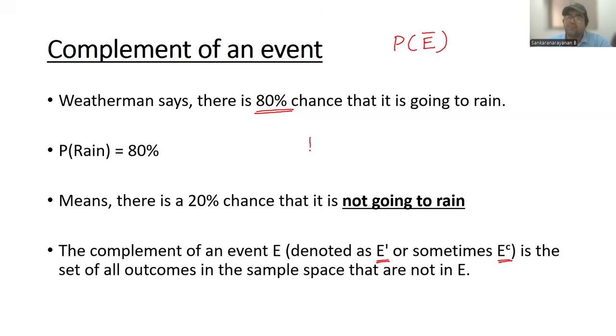It could be represented as P of E bar, or as P of E dash, or as P of E superscript C. The notation can come in various ways, so please be aware of this. So what is the mathematical way to interpret the complement of an event?